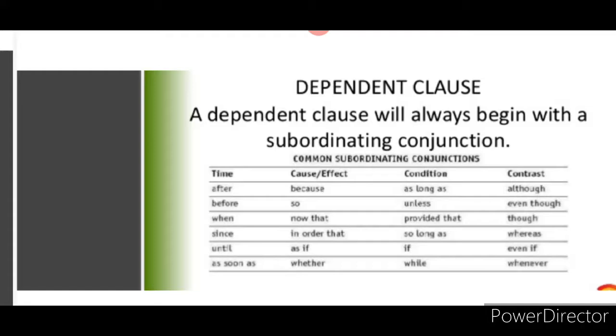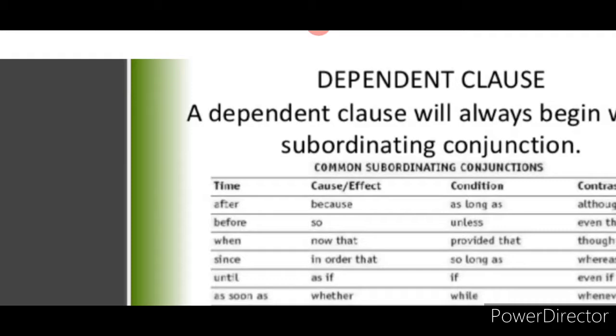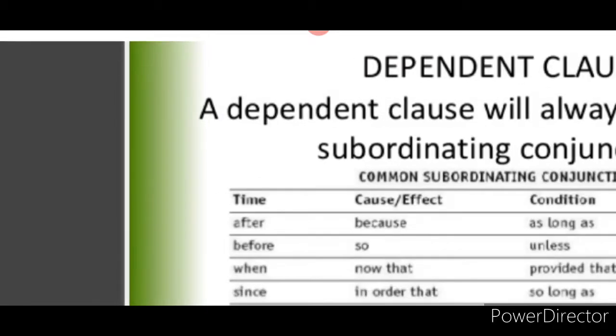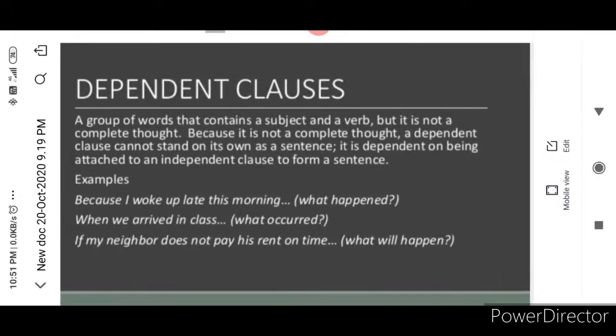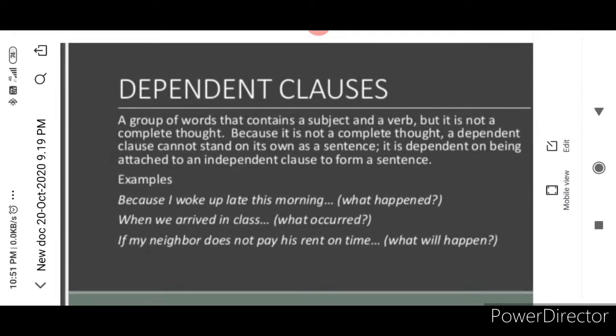So children, a dependent clause always begins with a subordinating conjunction. A subordinating conjunction helps to link a dependent clause with an independent clause. So see here, everything starts with a subordinating conjunction. You can see because, when, if. So it helps to connect with the dependent clause. See, second example: "when we arrived in the class."